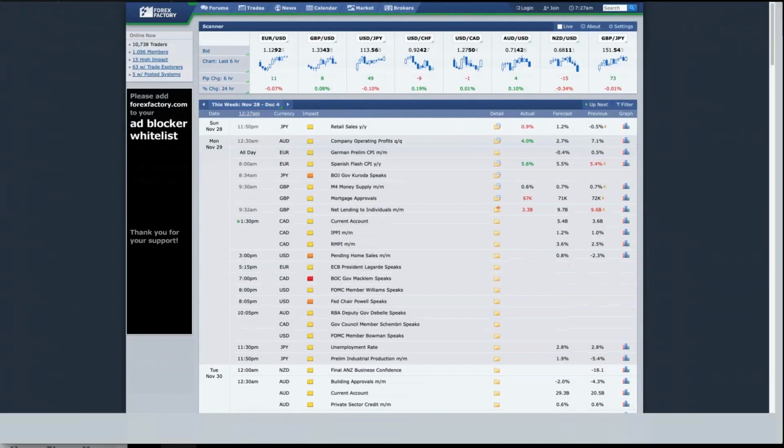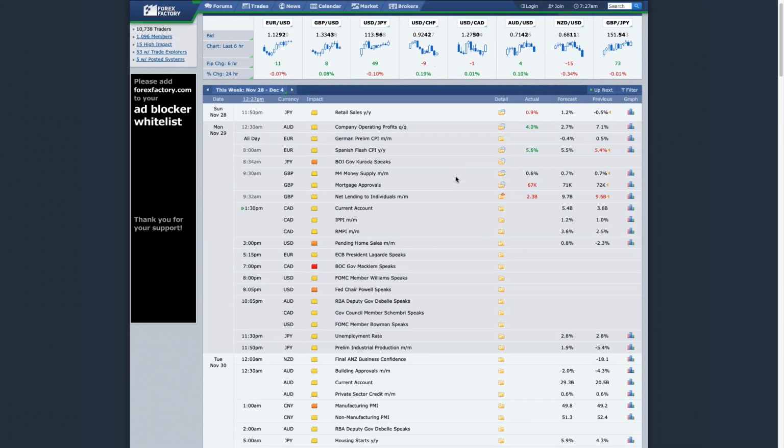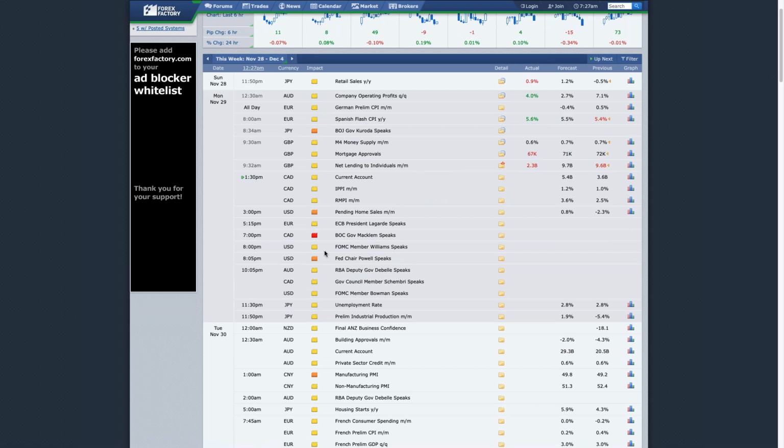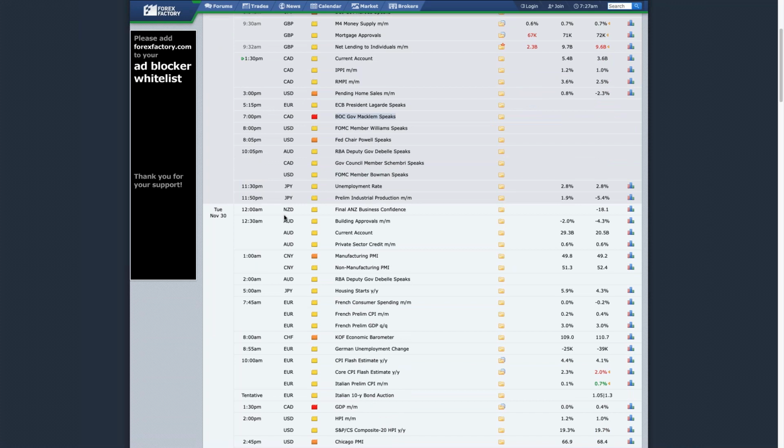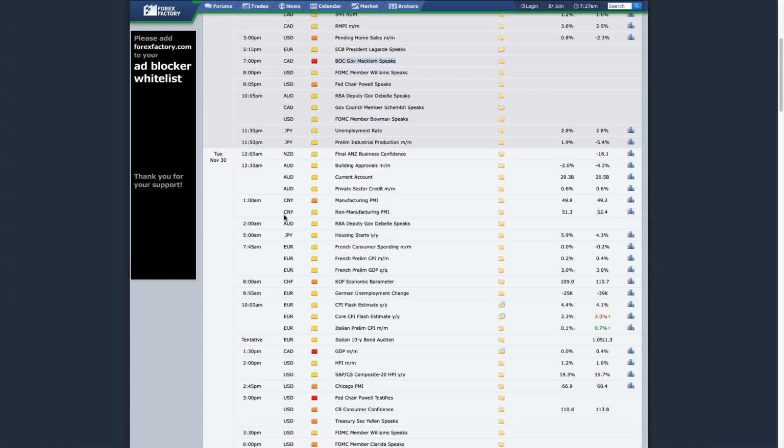Now, in terms of the overall risk events that we have, it's a very quiet day on the calendar today. The Bank of Canada's governor is speaking, but this is going to be second fiddle to the virus news. So today is all going to be about virus news, particularly vaccine resistance or efficiency. So look out for that.